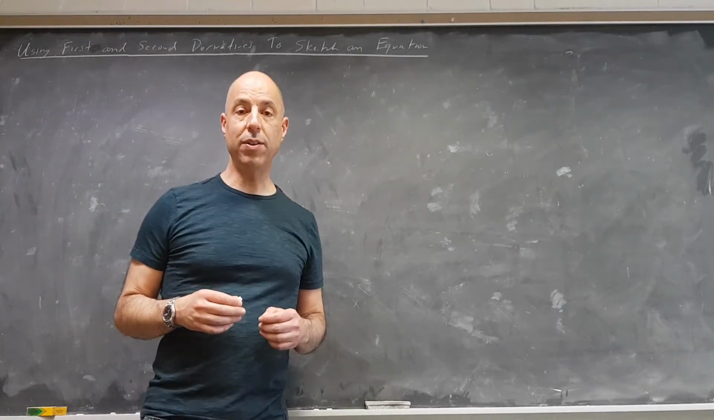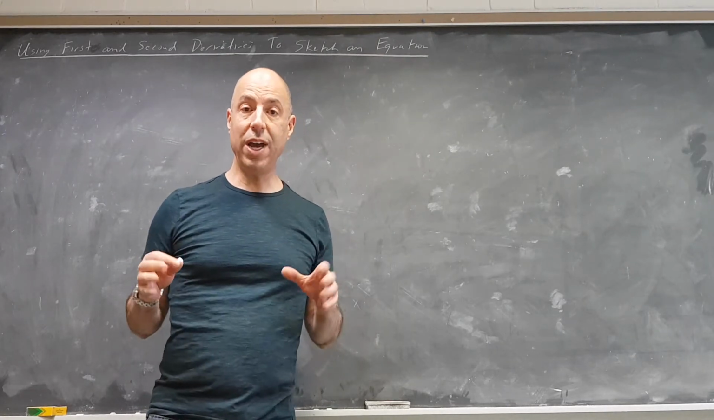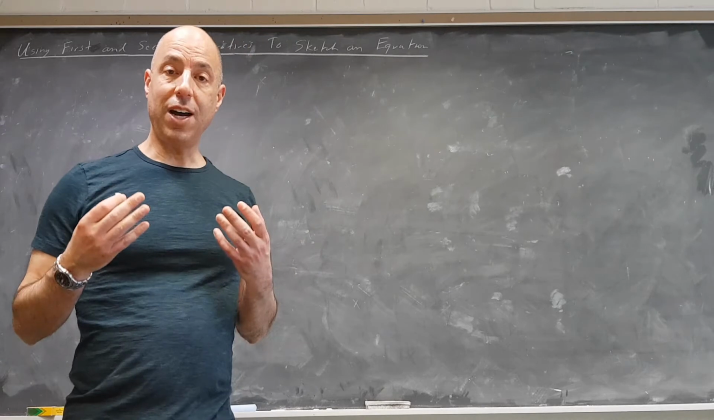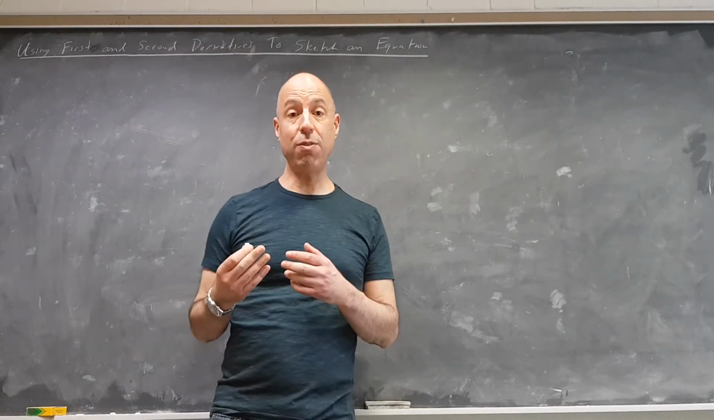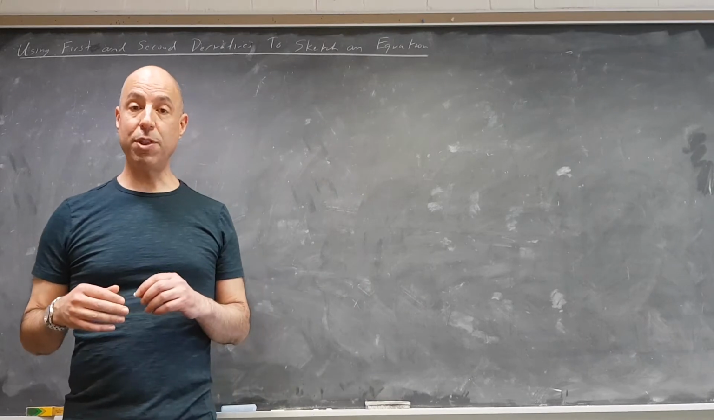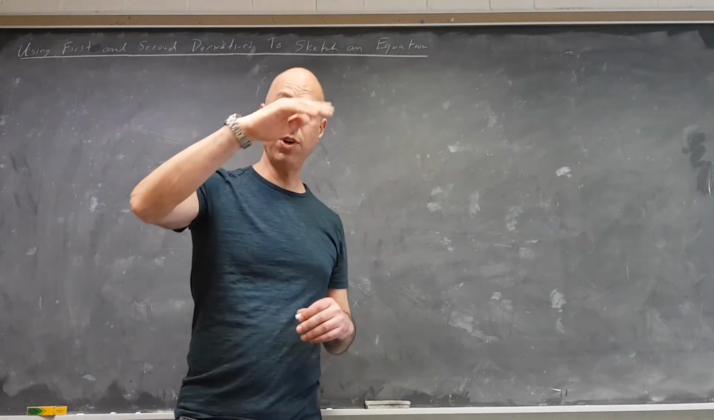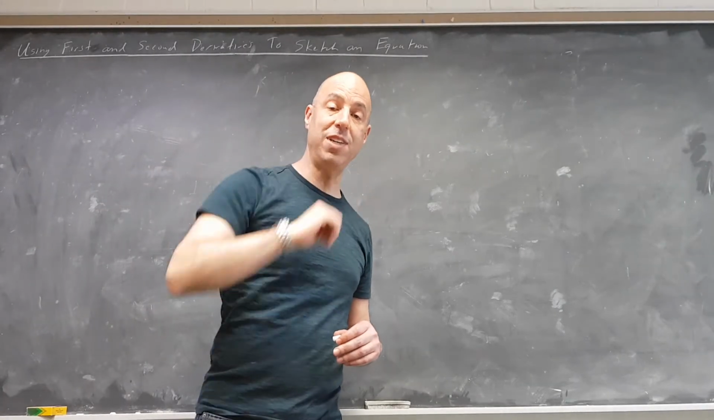Now that we've talked about the significance of the first derivative and the second derivative, I want to put everything together and talk about using information from both the first and the second derivative to sketch functions. So remember the first derivative, where the first derivative is positive, we know the function's going uphill to the right, and where the first derivative is negative, we know the function's going downhill to the right.